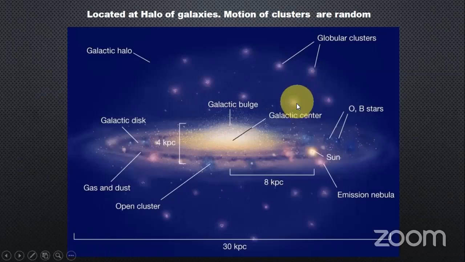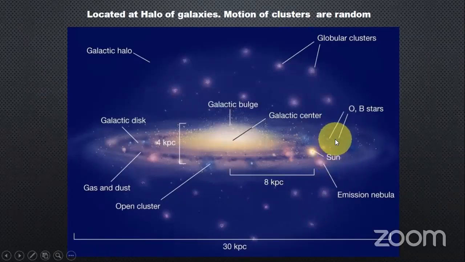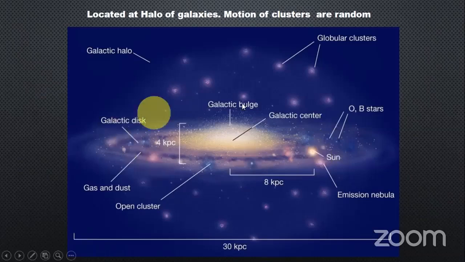So this one could move like this, penetrate the spiral arms, come towards this direction and continue moving. This one can move like this. They just move in different directions. We have also discovered some globular clusters in the spiral arms, and the reason is that they are just passing through the disk.